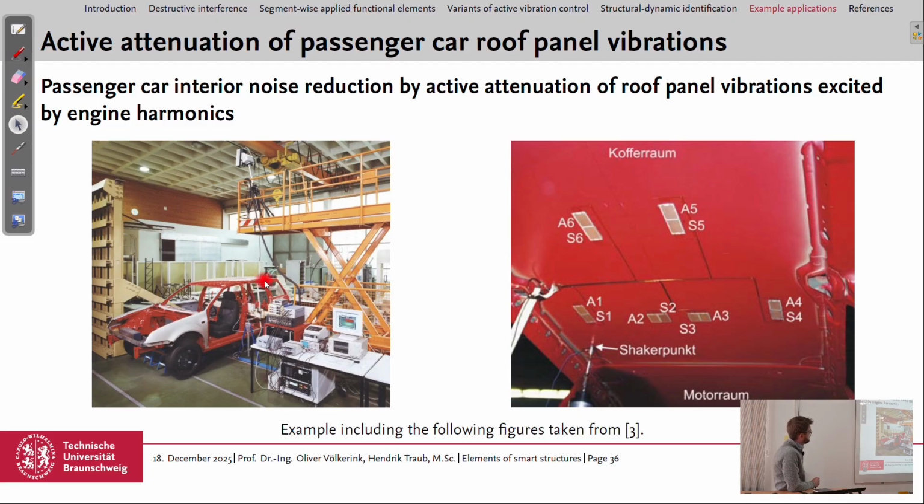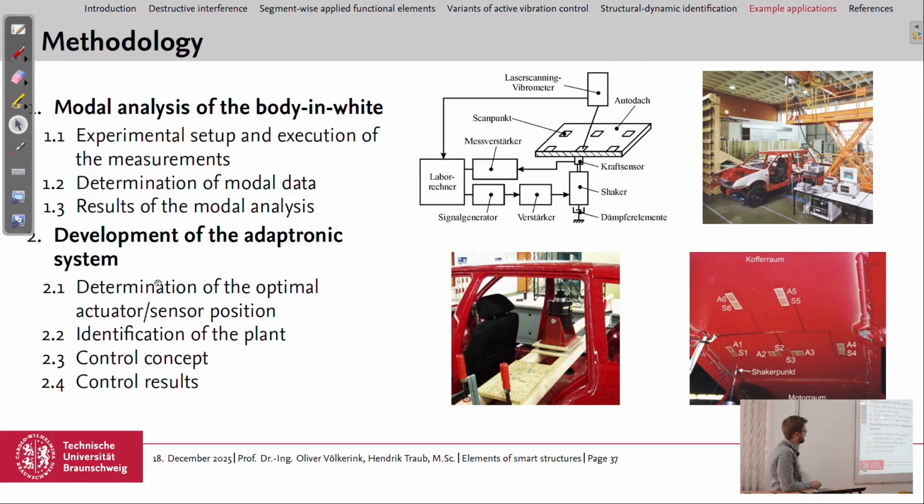The idea was for this body in white to calm down the vibration in the car roof by having actuators and sensors applied to the car roof, and to actively suppress the roof panel vibration, which are excited by the engine harmonics. And to do so, first the modal analysis was performed of the body in white.